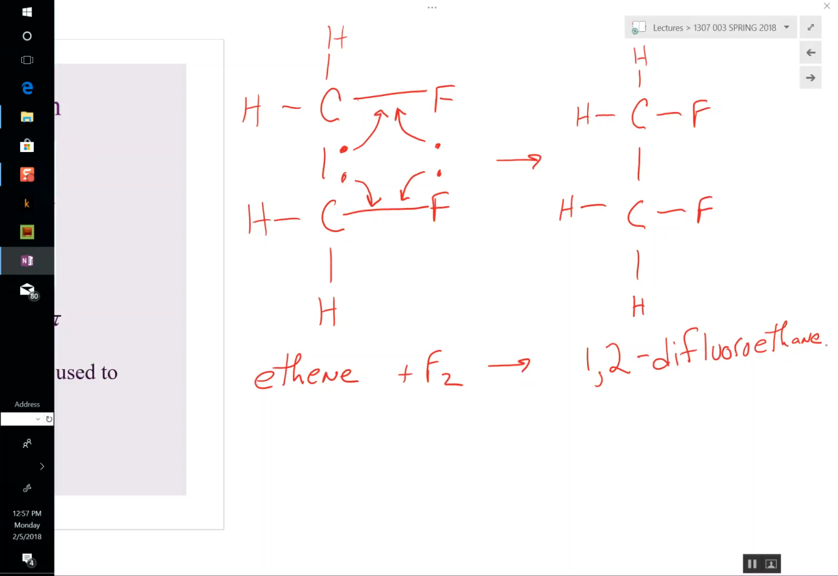It doesn't become 1,1-difluoroethane. It's not that the fluorines both go on one carbon. It's 1,2-difluoroethane. Each one of the original carbons in the double bond gets a fluorine.